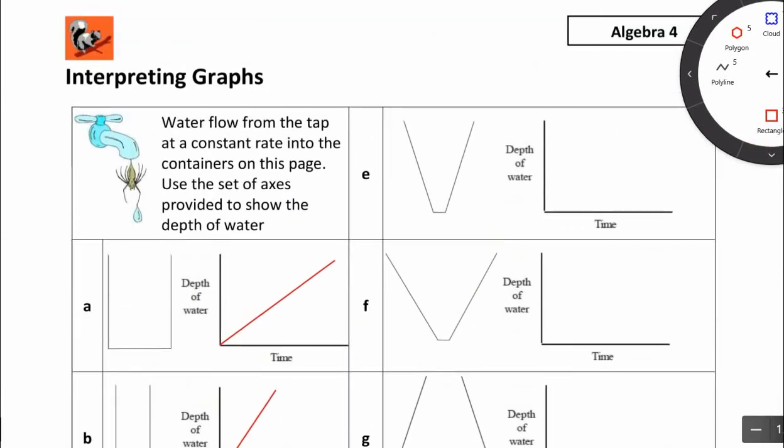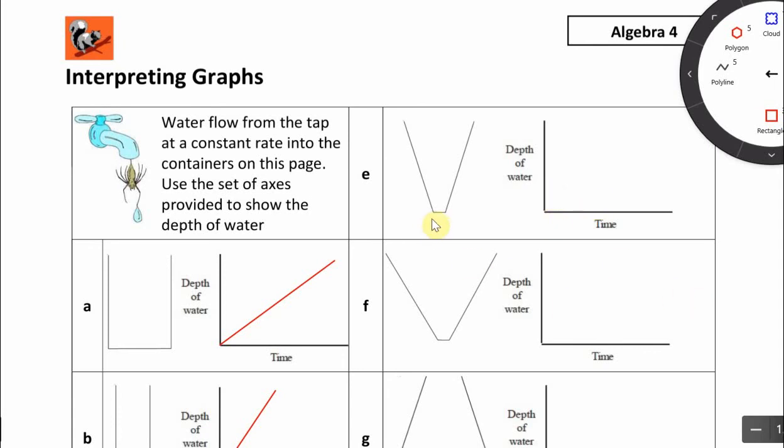Onto these different shaped graphs up here. Now these are not going to give straight lines. Because the width of the glass is constantly changing, then so will the steepness of our line. It will be constantly changing, not just changing at a certain point in time, but all the time.